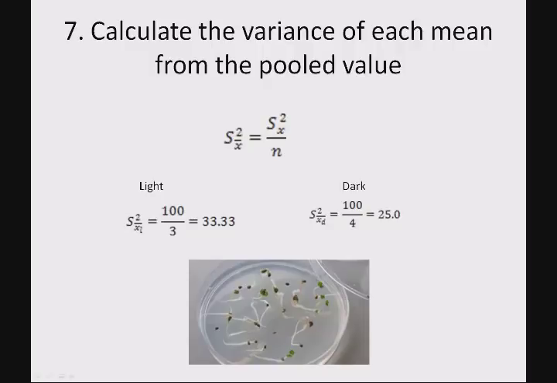We then go back and calculate the variance of each mean from that pooled value. The variance of the mean is the figure we've just calculated, the same in both cases, divided by the number of observations. So for the light plants, it's 100 divided by 3, or 33.3, and for the dark plants, it's 100 divided by 4, which is 25.